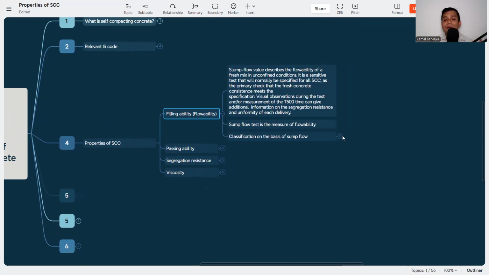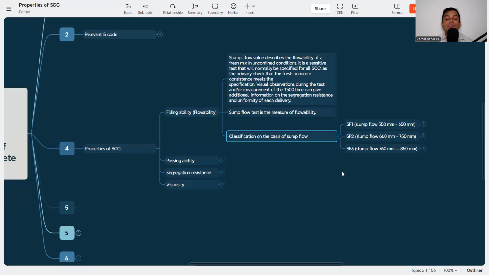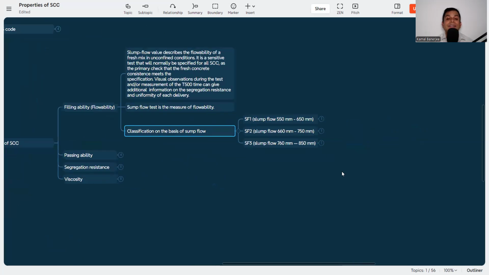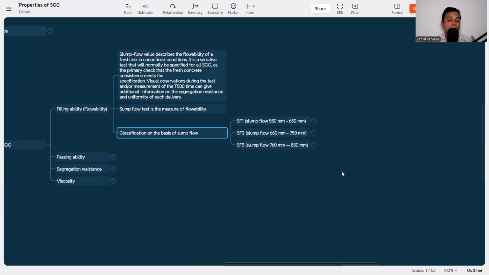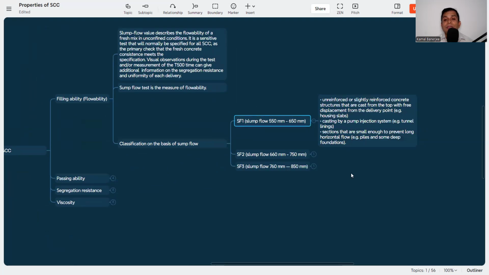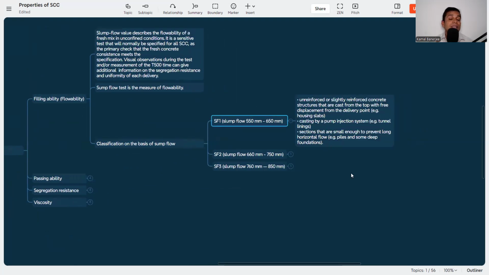And according to the slump flow test, there are three types of self-compacting concrete. That is SF1, whose slump flow value is 550 to 650, SF2, that slump flow is 600 to 750, and SF3, that is 760 to 850. So what is that? Let me check. Whenever it is SF1, it can be used for unreinforced or slightly reinforced structures. That means if there is very little reinforcement, then this SF1 category can be used.